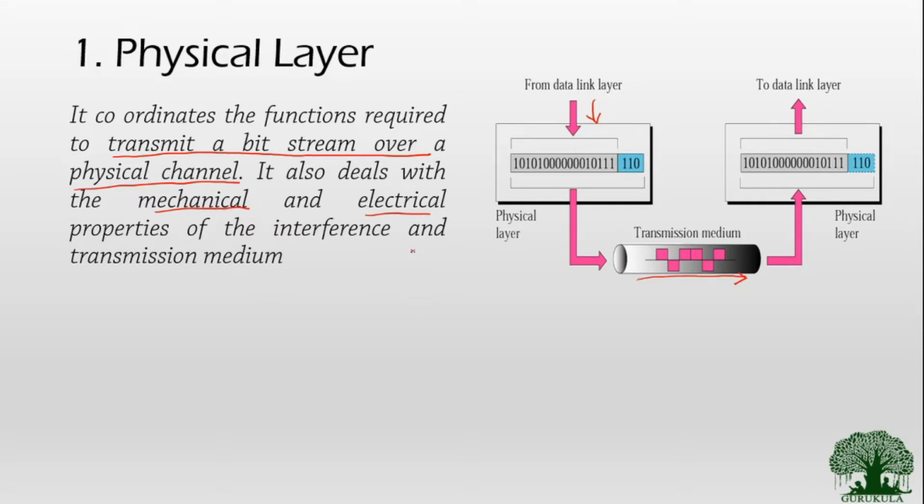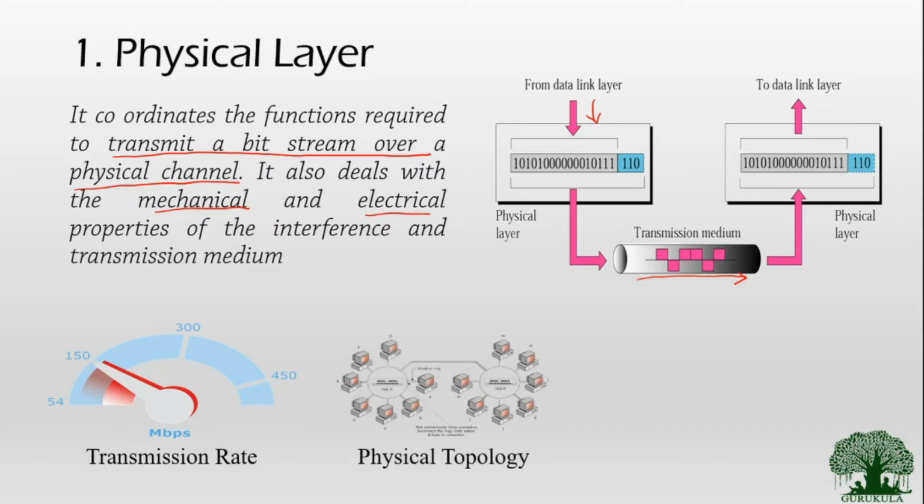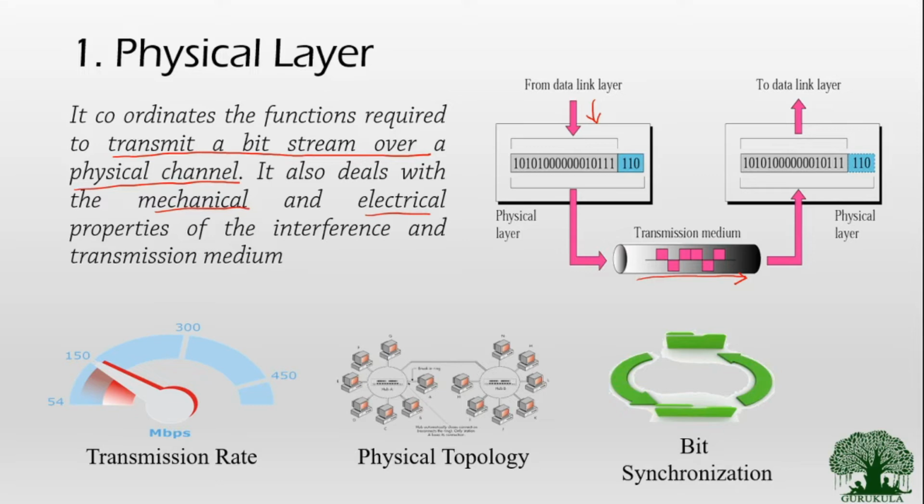In addition to these prime tasks, my physical layer also decides the transmission rate, the speed of transmission, and the physical topology of how the systems are getting connected, and it also deals with bit synchronization. So these are all the various functions that will be taken care of by the physical layer.